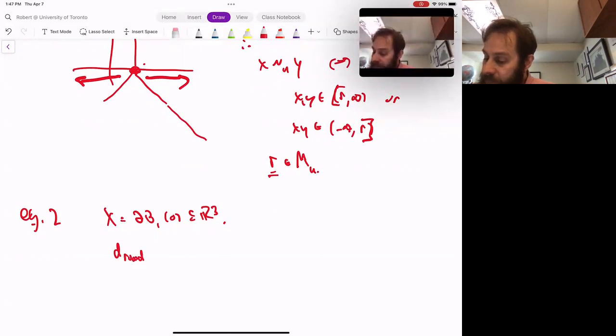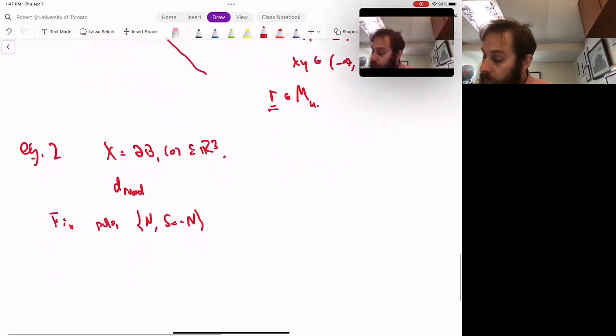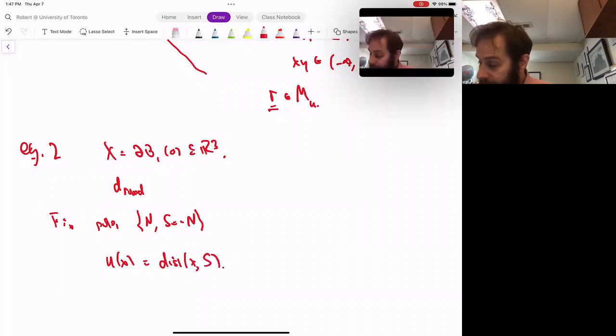And then if you fix north and south poles, and you take your function u of x to be maybe the distance to the south pole, then the multiplicity set is going to be the north and south pole.